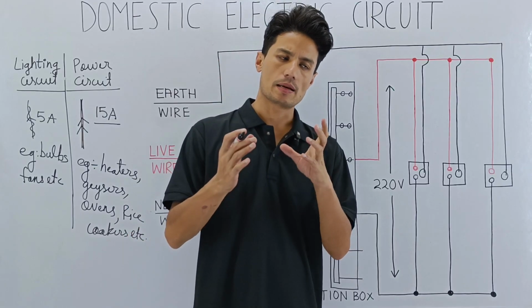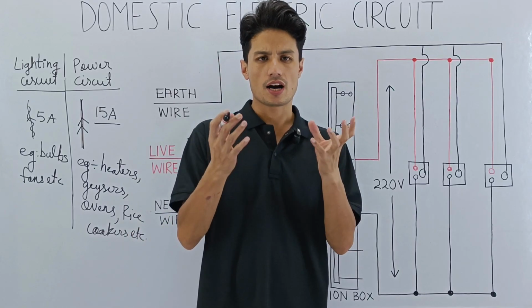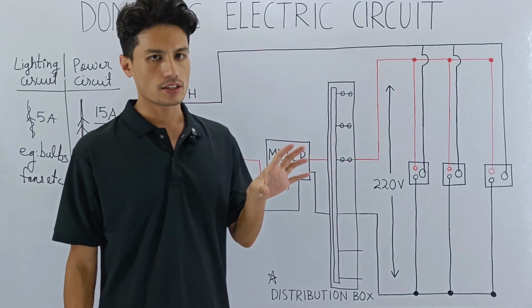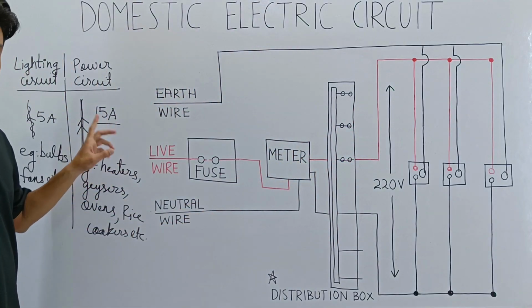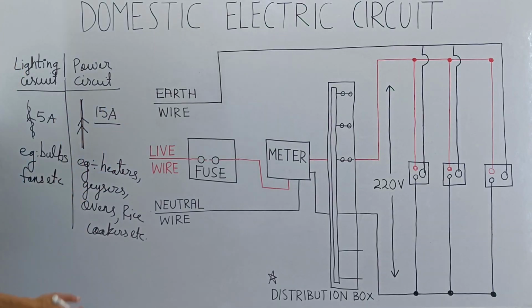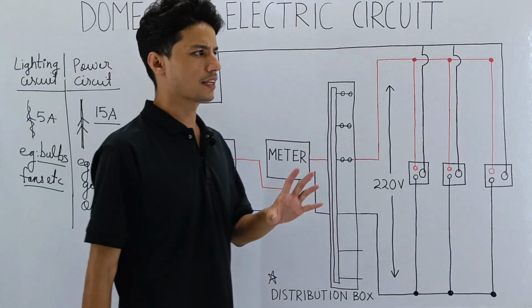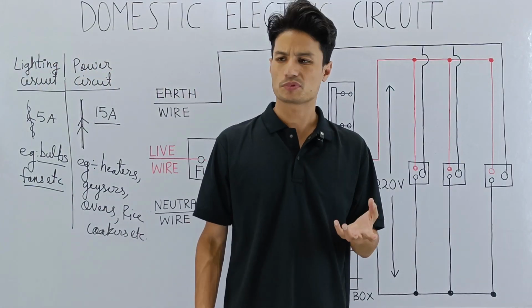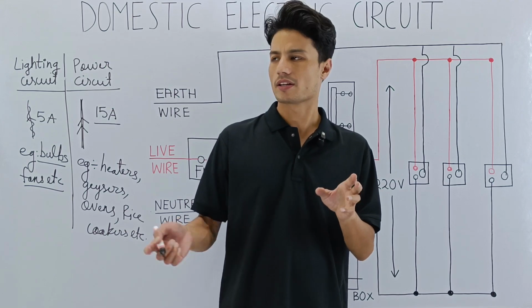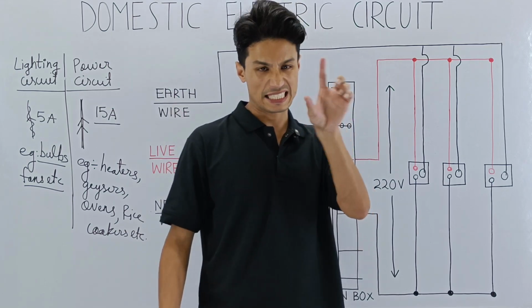These are all appliances which require a high amount of current to operate, so for them we need a separate connection, which is called the power circuit or power connection. And devices like fans, bulbs, or playing music, the Bluetooth speakers and audio systems, can be run through the lighting circuit.